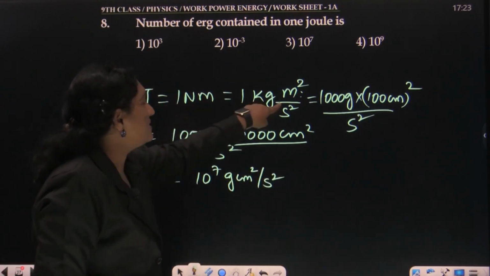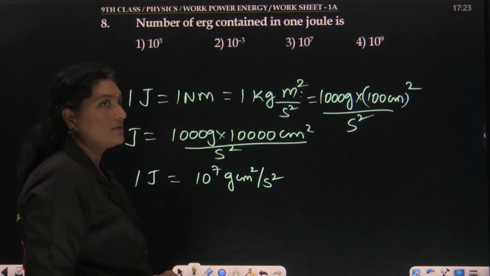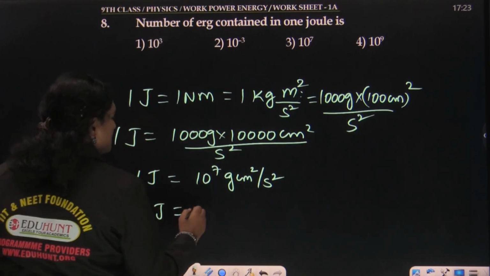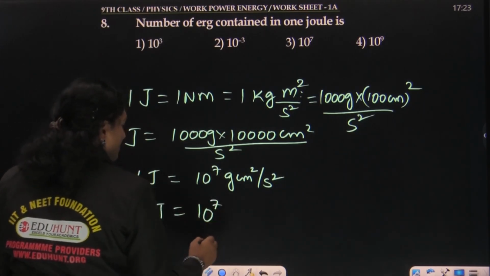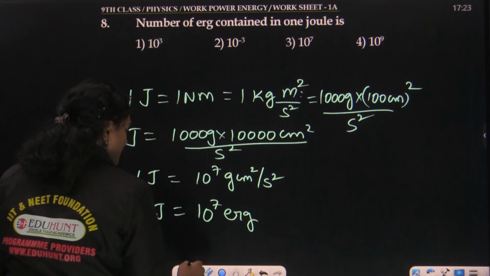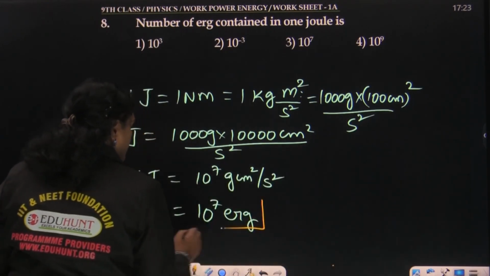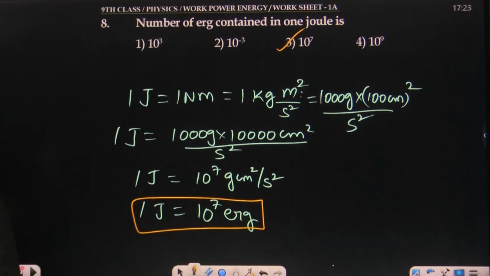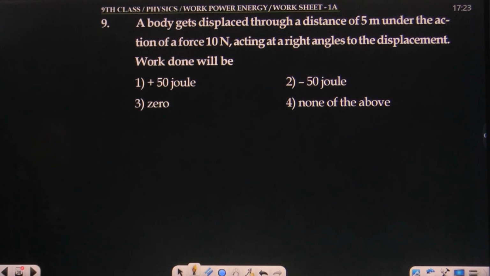If kg meter square per second square happens to be joules, then gram centimeter per second square will be equal to ergs. Therefore, the value of 1 joule is equal to 10 power 7 erg. The correct option is option 3, that is 10 power 7. So now moving on to the 9th question, children.